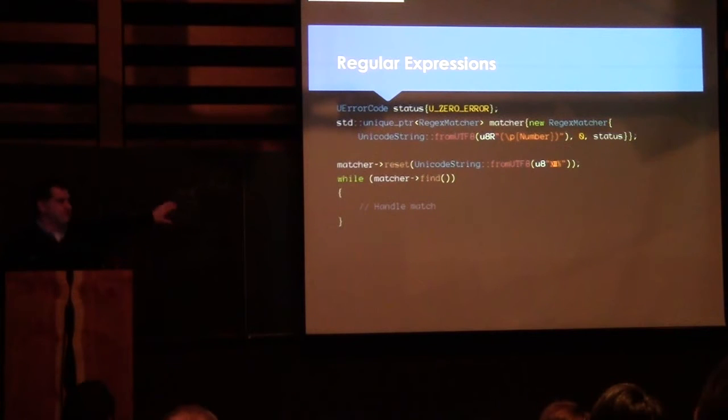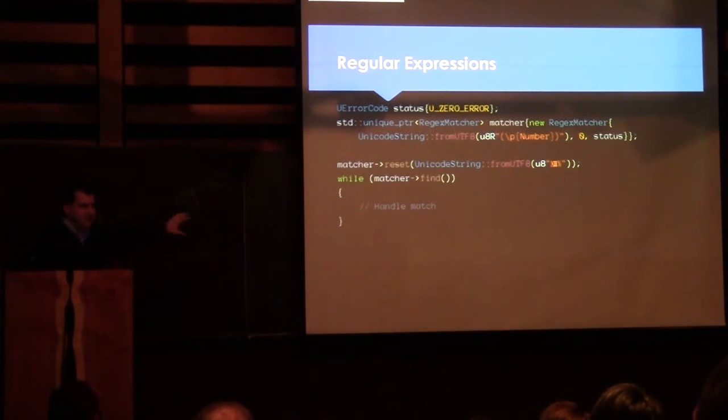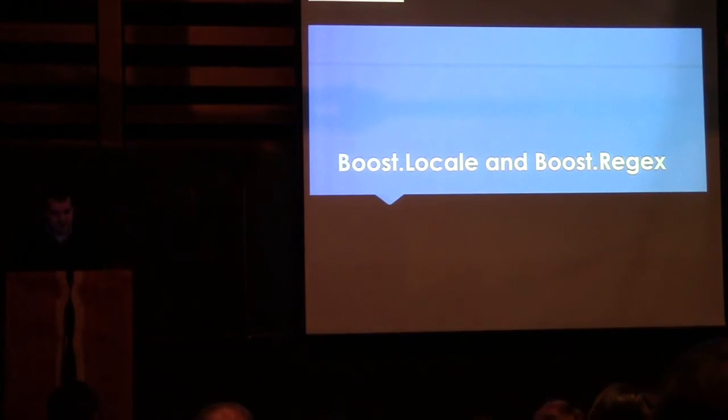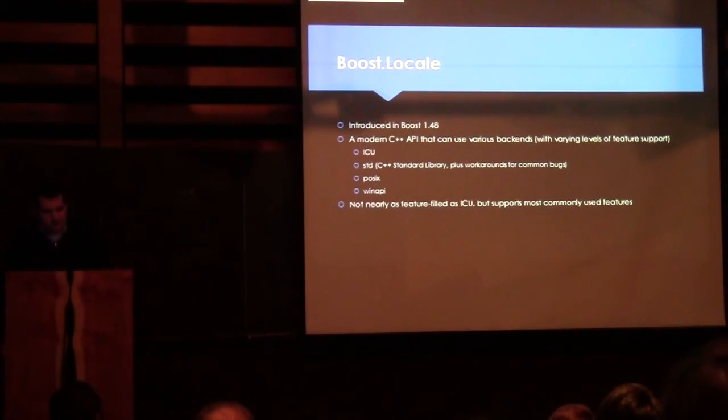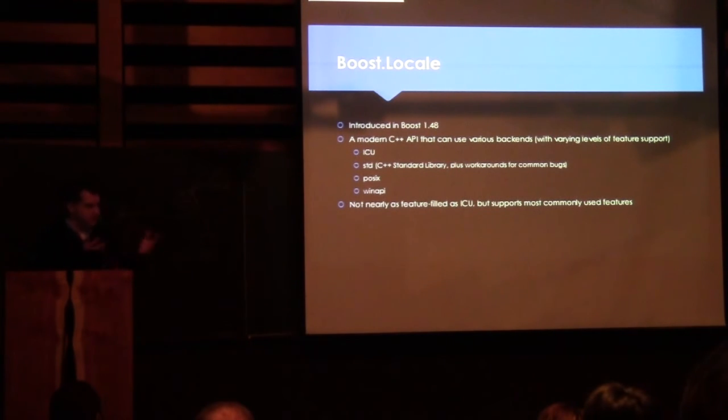So these interfaces, like I said, are not modern C++. They're kind of cumbersome to work with. They don't interop well with standard library stuff. So for most basic tasks, you don't actually need to use ICU. There's a library, Boost.Locale, introduced in Boost 1.48, and it's basically a modern C++ API that doesn't have all of the Unicode logic inside of it. Instead, it uses another backend that provides all the Unicode functionality.